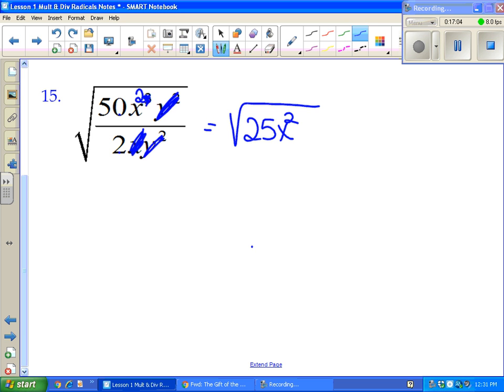Y2 will cancel out perfect with Y2, because for every 1 on top, you can cancel 1 on the bottom. So if you have 2 on top, it'll cancel 2 on the bottom. So all I have is 25x squared under a square root. Both of these are perfect squares, so 5 comes out. For every 2 x's, 1 x comes out. Nothing left under the square root.